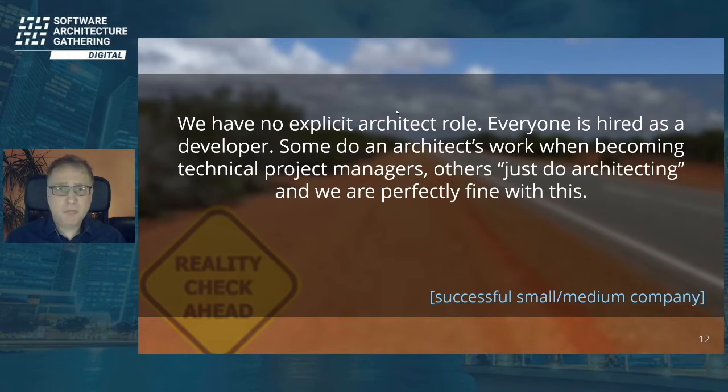Some do some architecting, some do the architect's work, some become technical project managers and do a bit more architecting, take architectural responsibility. And basically, people are perfectly fine with this. They work quite well. They are very successful in their job, and it looks like it really works out for them.